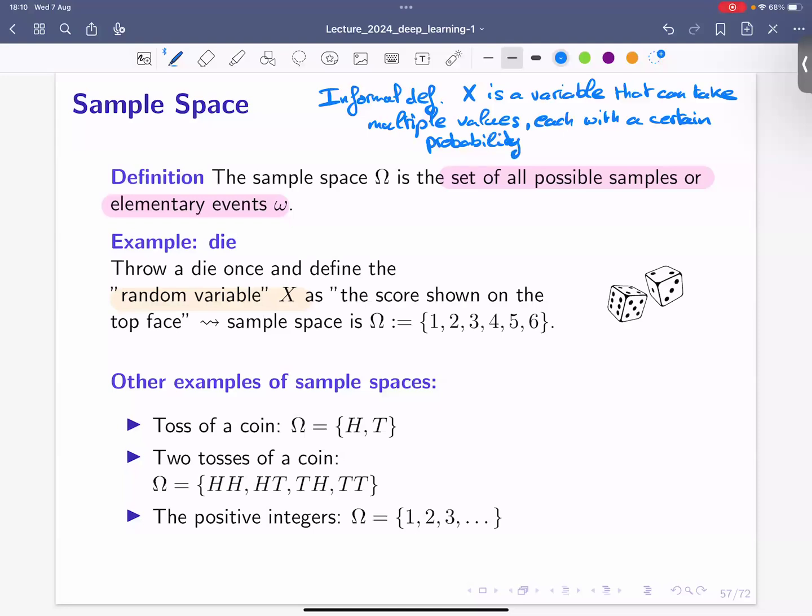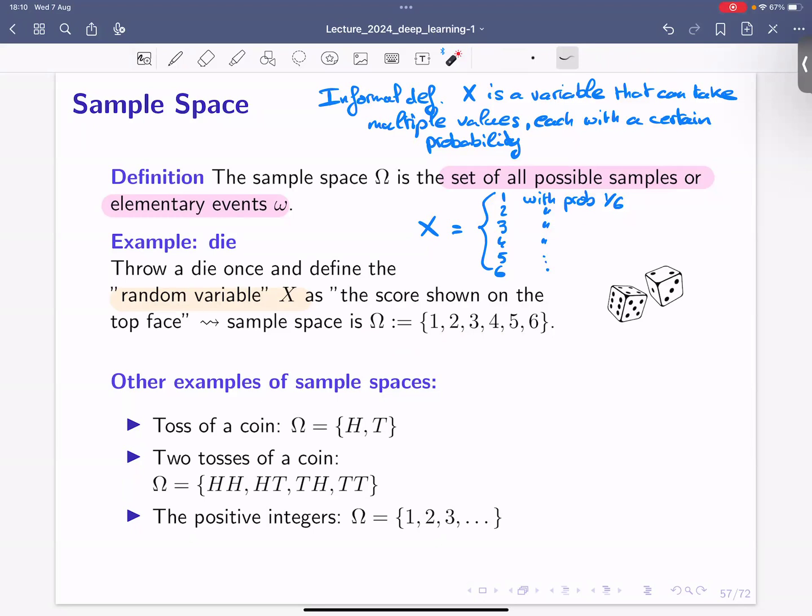Since we are considering a die, when you throw a die and look at the score on the top face, you have 6 possible values, right? So the random variable x could take the value 1, 2, 3, 4, 5, or 6, each of them with probability, let's say, 1/6. The same for 2, 3, and so on. In this case, the sample space is simply the set 1, 2, 3, 4, 5, 6. These are all the possible samples, the possible things that you could see. So this is omega for a die.